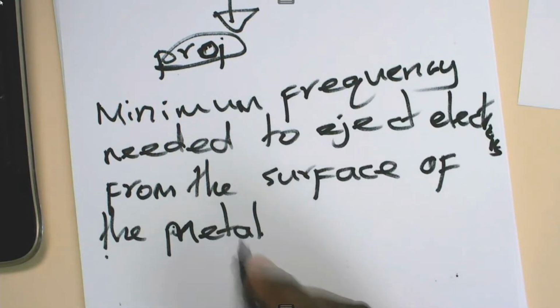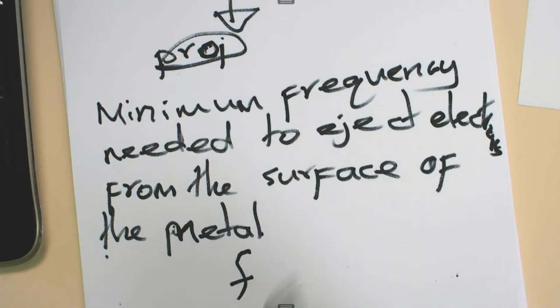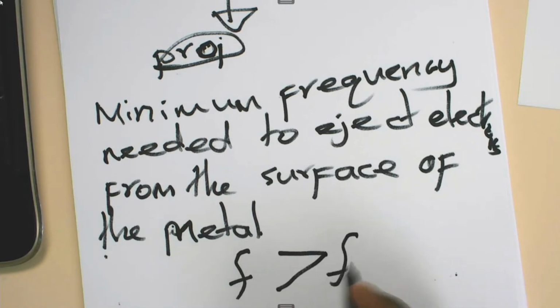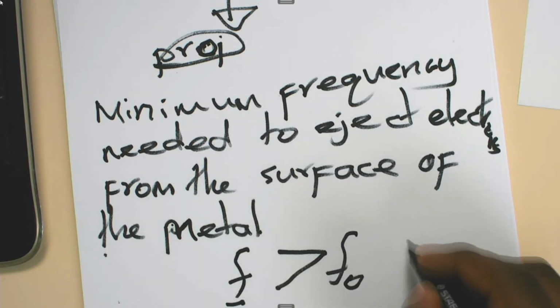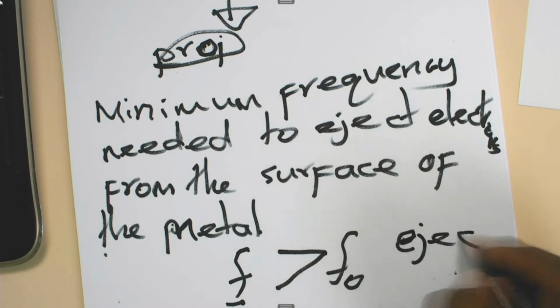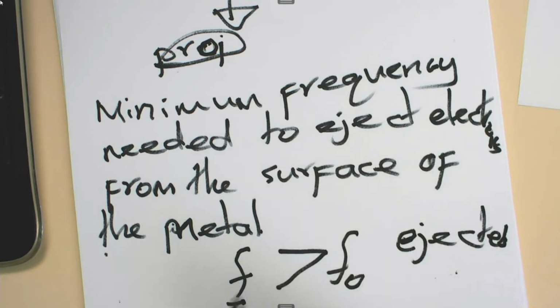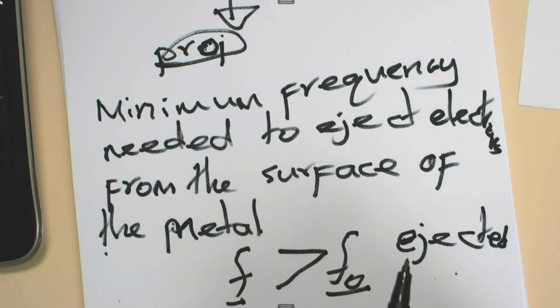So, like I said previously, if the frequency of the light that is shown onto the metal is greater than the minimum frequency needed to eject electrons from the metal surface, if it is greater than the threshold frequency, then electrons will be ejected. Here electrons are ejected because the frequency of the light is greater than the threshold frequency, being what? Being the minimum required frequency to eject electrons from the surface of the metal. That is what I have explained earlier.